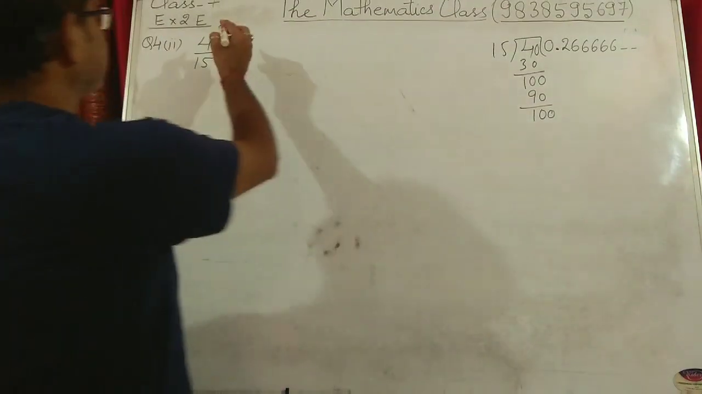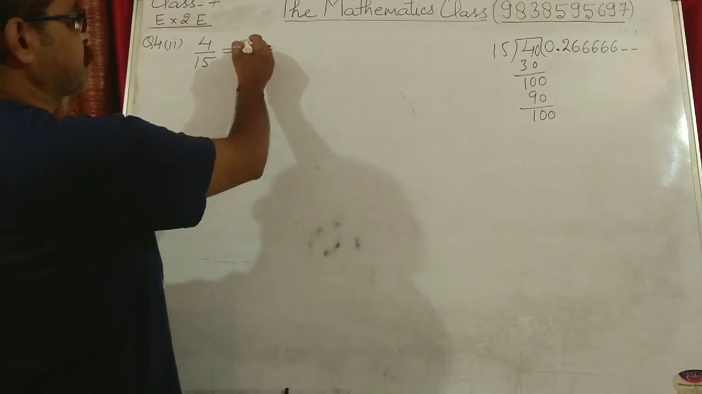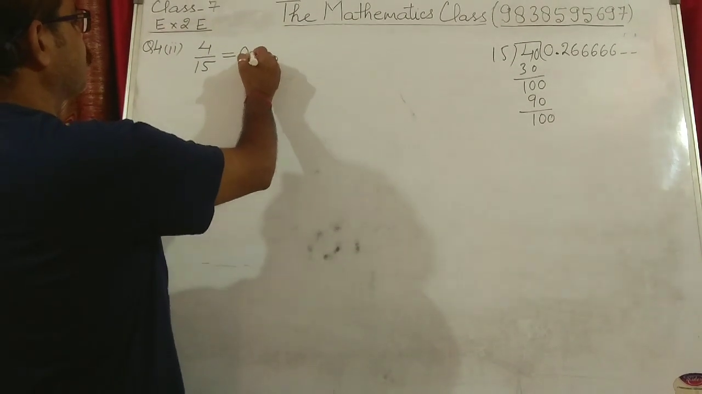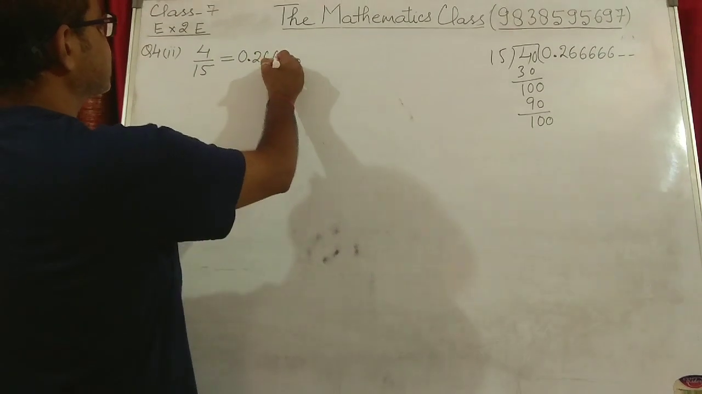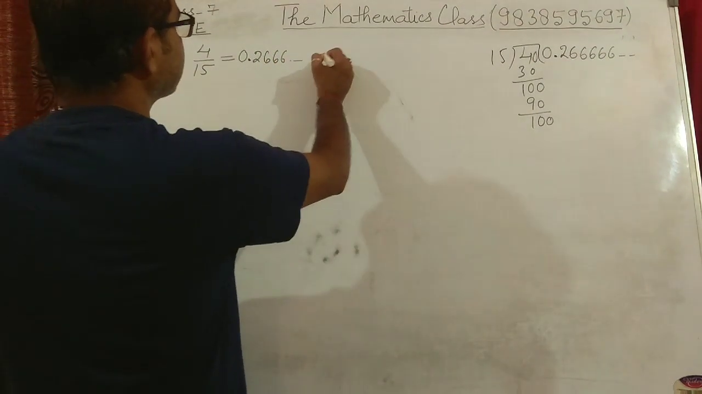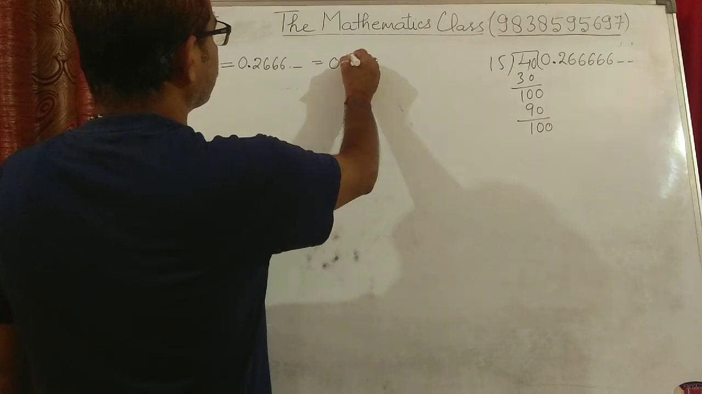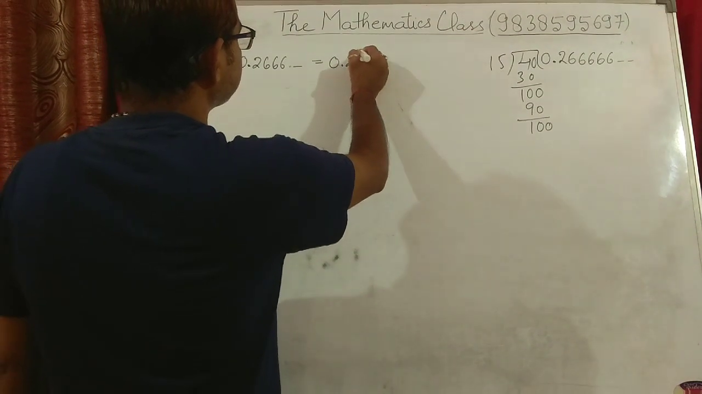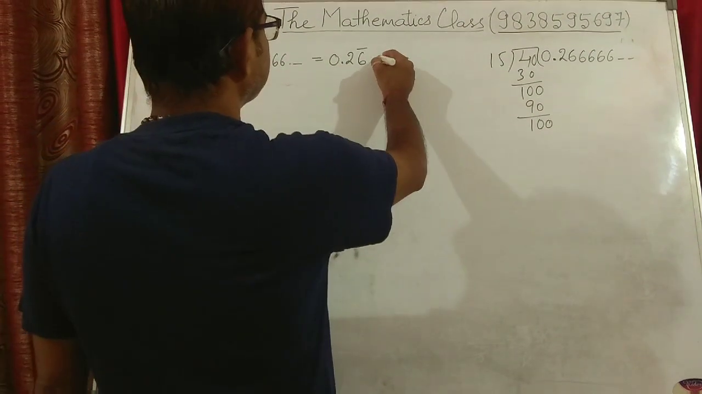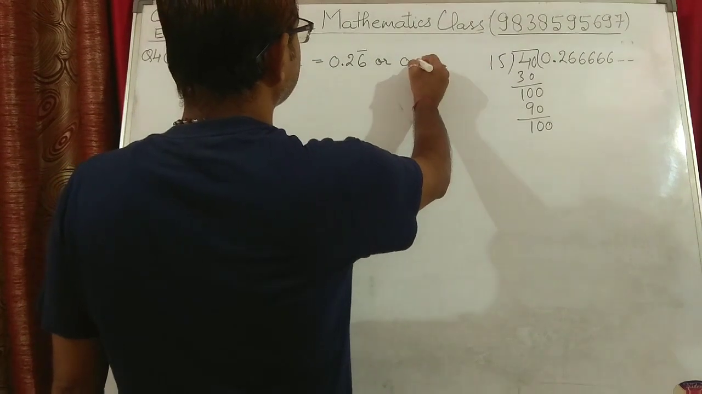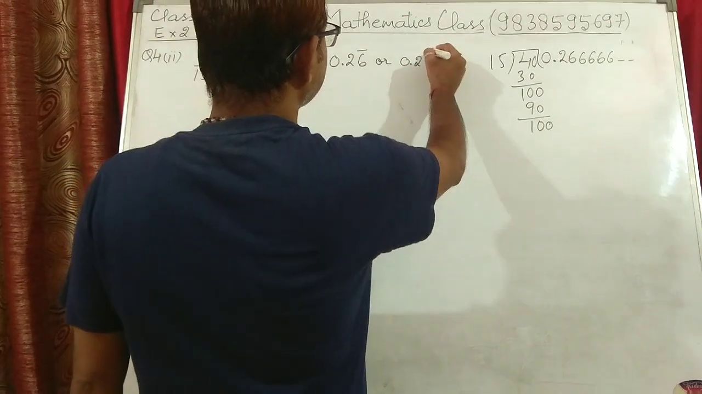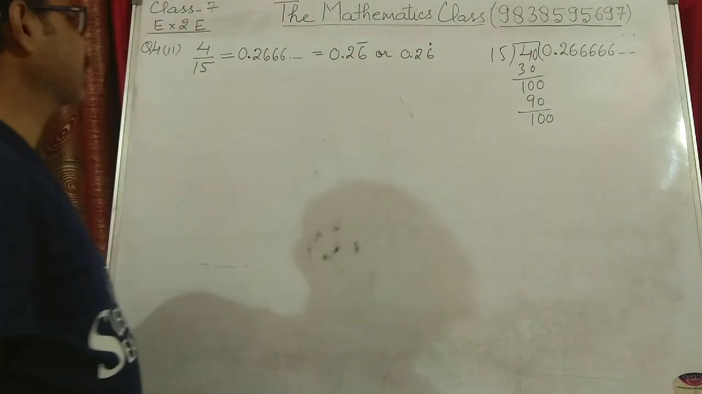Means 6 6 6 6 and so on. It means 4 upon 15 can be written as 0.2666, or you can say 0.26 bar, or even you can say 0.26 and on the 6 you put a point like this.